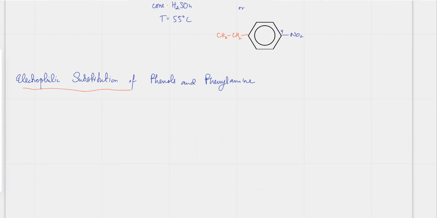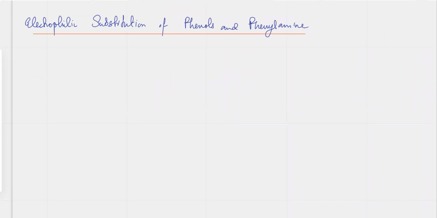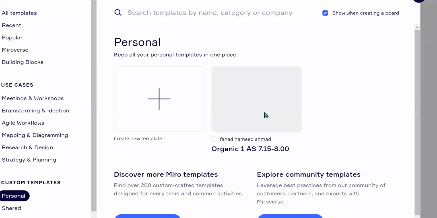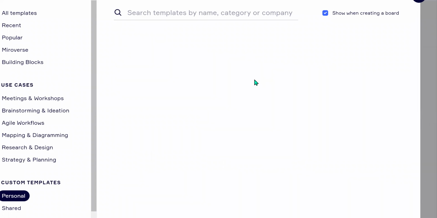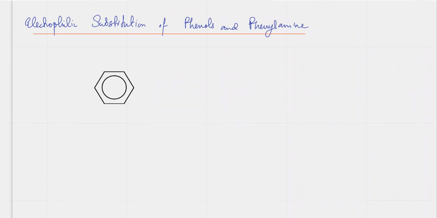The thing is electrophilic substitution of phenols and phenylamine. Now with phenols and phenylamine, what you have is a pretty accurate benzene ring. Now the phenol, it's highly activated.